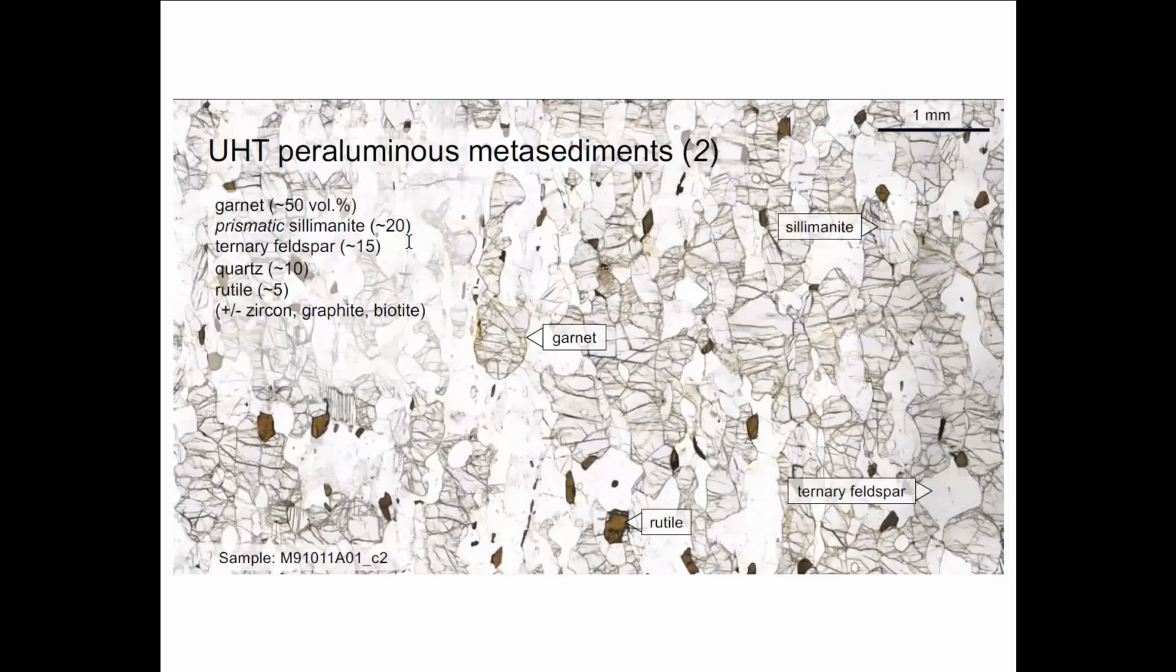This is what the rocks look like in plane polars. Beautiful things. Seams of strongly restitic mineralogy, up to 50% garnet with prismatic sillimanite. The rutile are incredibly euhedral, up to 1 millimeter long. Ternary feldspar and quartz dominate variable amounts of leucosome. And a key observation is the accessory phases. So subordinate zircon, but in the matrix, there's no matrix monazite. And that's a key observation here that controls the bulk rock characteristics, certainly the trace elements.